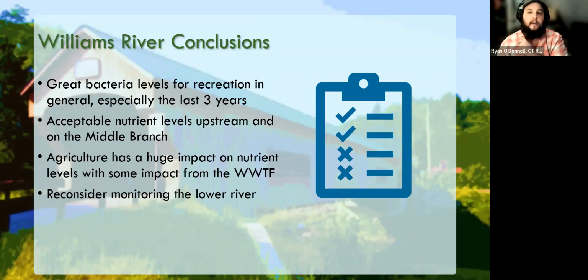And then finally, I'm open to reconsidering monitoring the lower river, especially for recreational sites, but I'm also open to suggestions of areas of concern, or maybe a site between the wastewater treatment plant and the Missing Link Road site to get a better handle on where the nutrients start being elevated.